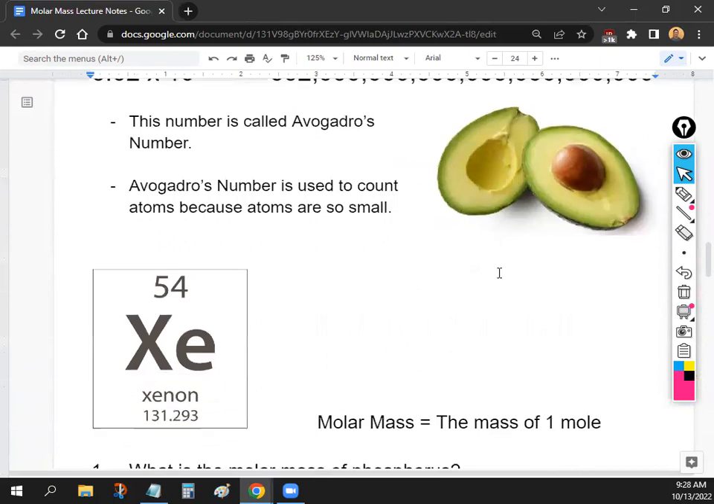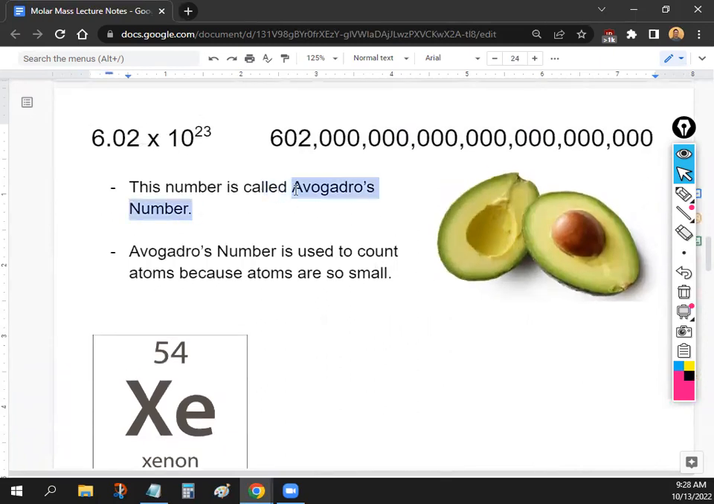All right, now this number right here is called Avogadro's number. So write this term down as well. Avogadro's number. It's not avocado's number, but sounds kind of familiar, similar. Okay. So 6.02 times 10 to the 23rd is Avogadro's number. And we use it to count atoms because they are super duper small.